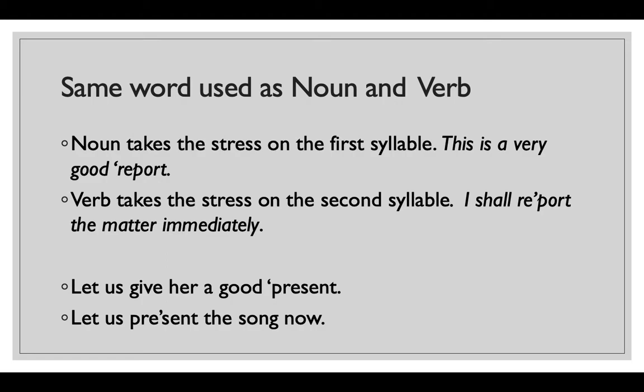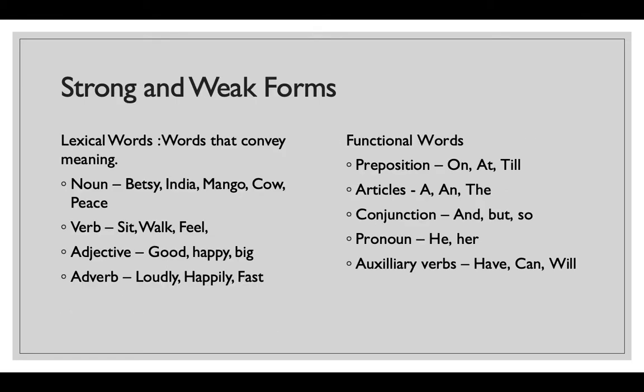Next one, let us present the song now. verb ആയിട്ട് വരുന്ന സമയത്ത് let us present the song. അവിടെ പ്ര എന്ന ഭാഗം അത്ര സ്ട്രെസ് ഇല്ല, സെൻറ്റിനാണ് കൂടുതൽ സ്ട്രെസ്. Let us present the song now. So just remember, same words ആയിട്ട് നമ്മൾ noun and verb ആയിട്ട് ഉപയോഗിക്കുന്നുണ്ടെങ്കിൽ in a noun it is the first syllable that gets stressed, in a verb it is the second syllable that gets stressed.